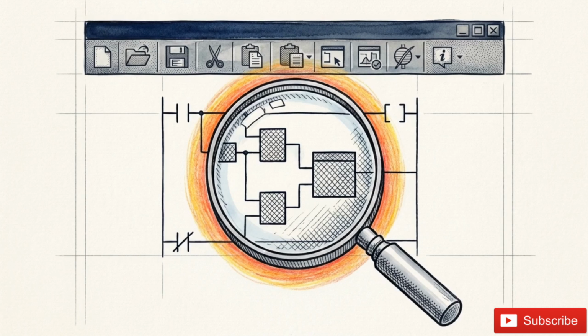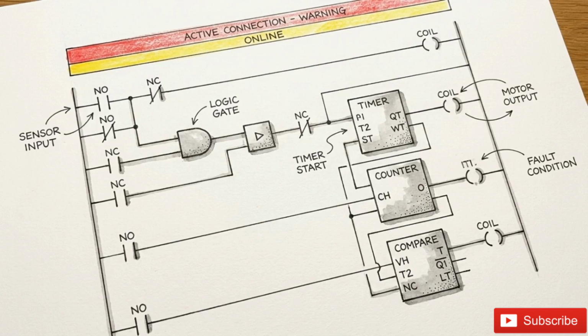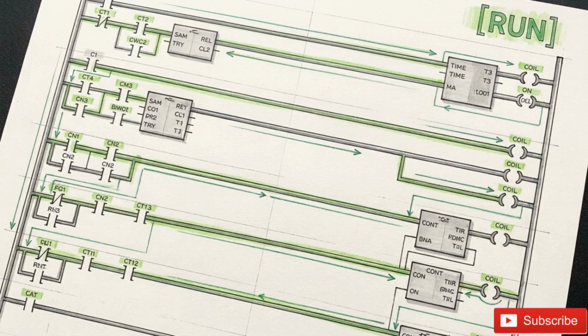Live monitoring can be enabled by clicking the glasses icon in the top toolbar. This function displays the current state of the instructions within the PLC's active memory. The green power flow on the screen confirms that the captured program matches the running state of the machine.